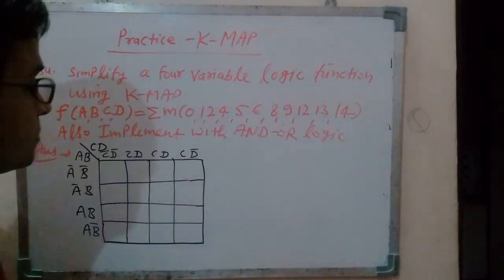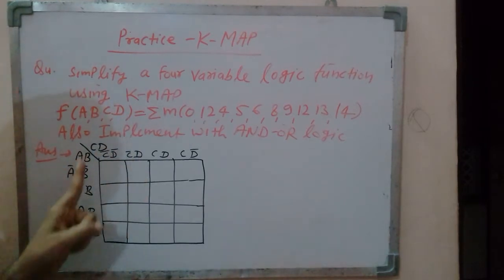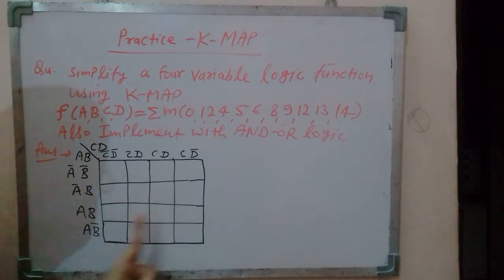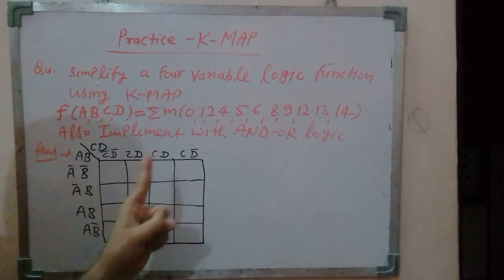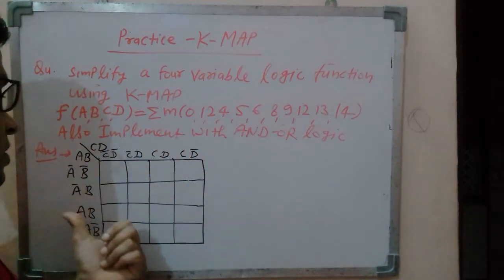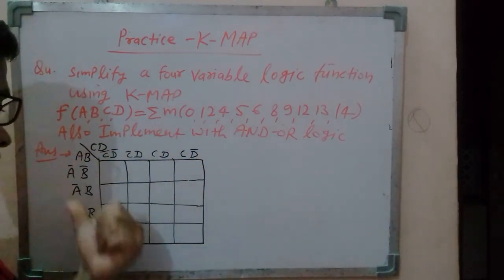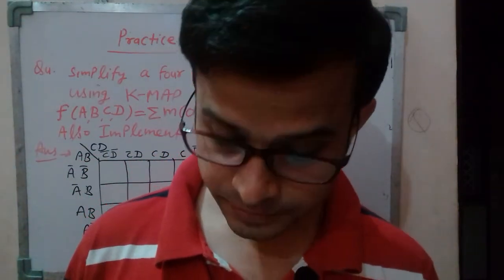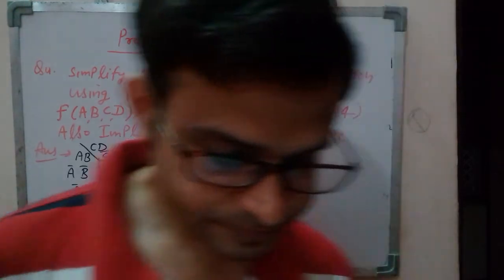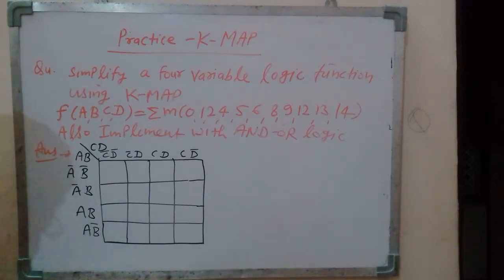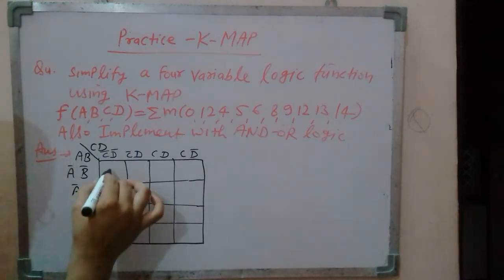See here, since it is a 4 variable function, how many total boxes? Total 2 to the power 4, total 16 boxes, right? 4 plus 4 plus 4 plus 4, total 16 boxes. Now do numbering as it is, the way I am showing here, and make a 4 variable K-map. Watch my earlier videos, right? Now I am going to fill these min terms. Min terms are 0, 1, 2, 4, 5, 6, and so on. So when you fill this, it will become like this.